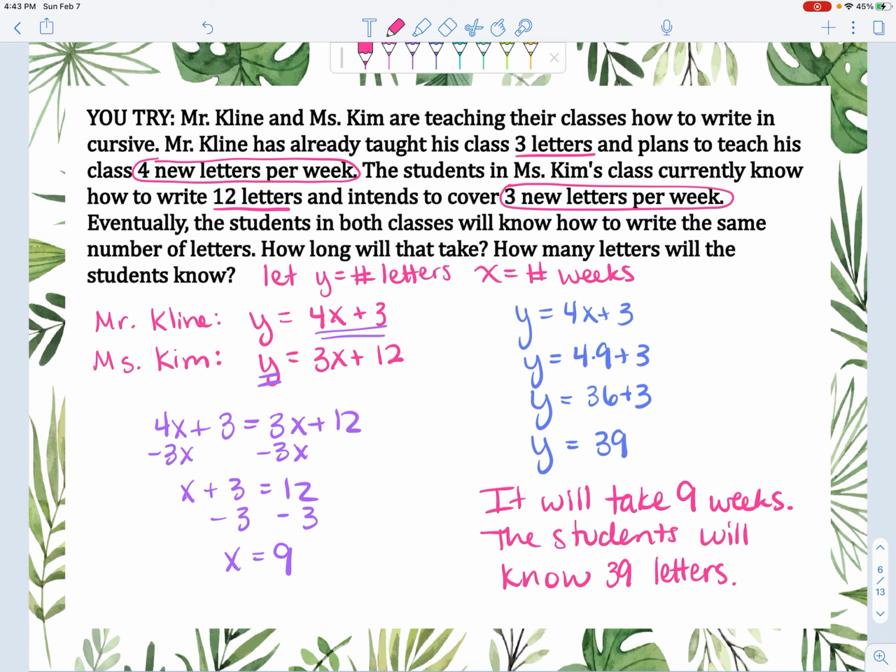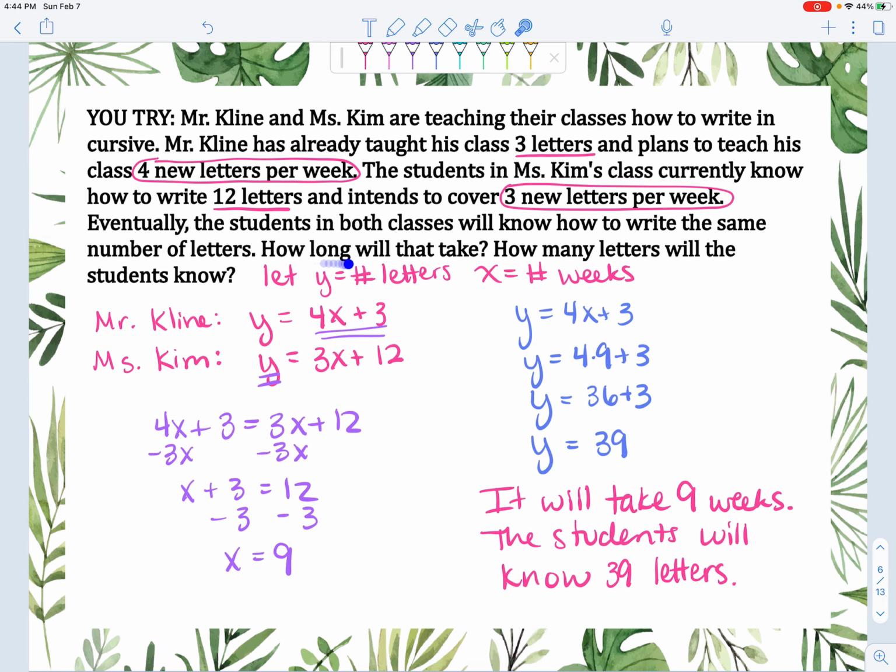Okay, so hopefully you've given that a go. So the word problem says Mr. Klein and Miss Kim are teaching their classes how to write in cursive. Mr. Klein has already taught his class 3 letters and plans to teach his class 4 new letters per week. The students in Miss Kim's class currently know how to write 12 letters and intends to cover 3 new letters per week. Eventually, the students in both classes will know how to write the same number of letters. How long will it take?